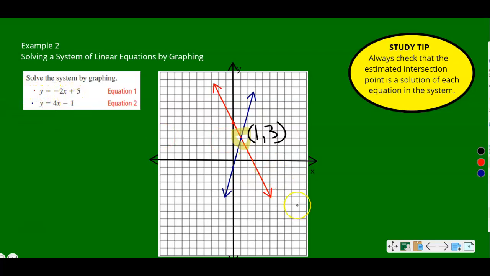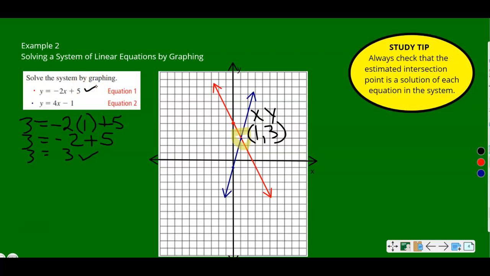Let's check to see if that works. Okay, so remember this is our x, this is our y. So looking at the first equation, our y is 3 equals -2 times x, which is 1, and then plus 5. So does 3 equal negative 2 plus 5? Negative 2 plus 5 is 3. So that is a true statement. So this first one works. Okay, go ahead and check the second one as well.